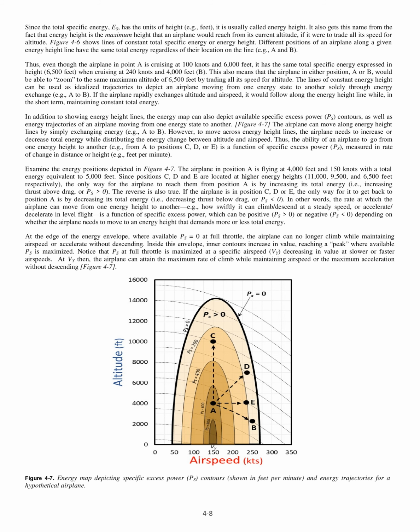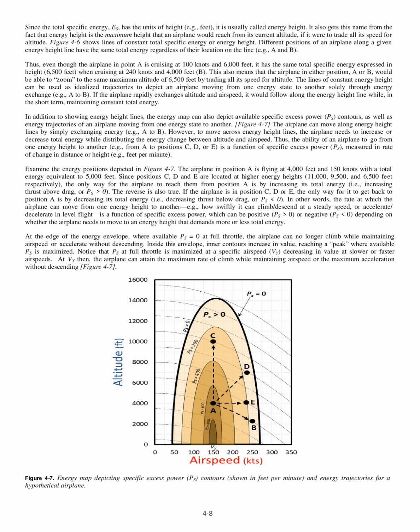Examine the energy positions depicted in Figure 4.7. The airplane in position A is flying at 4,000 feet and 150 knots with a total energy equivalent to 5,000 feet. Since positions C, D and E are located at higher energy heights, 11,000, 9,500, and 6,500 feet respectively, the only way for the airplane to reach them from position A is by increasing its total energy, i.e., increasing thrust above drag, or PS greater than 0. The reverse is also true. If the airplane is in position C, D or E, the only way for it to get back to position A is by decreasing its total energy, i.e., decreasing thrust below drag, or PS less than 0.